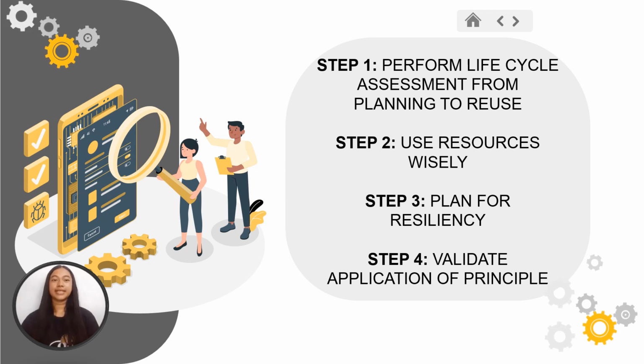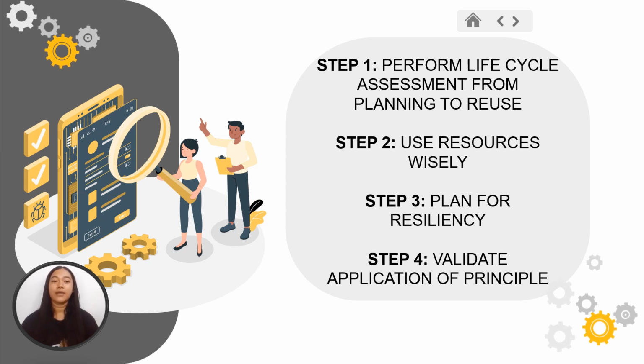Step 3. Plan for resiliency. Planning for resiliency involves anticipating and preparing for potential challenges or disruptions. This could include factors like climate change, economic shifts, or unforeseen events. By building in flexibility and adaptability, systems and processes can better endure and recover from disturbances.